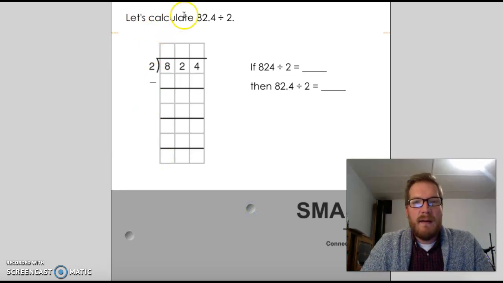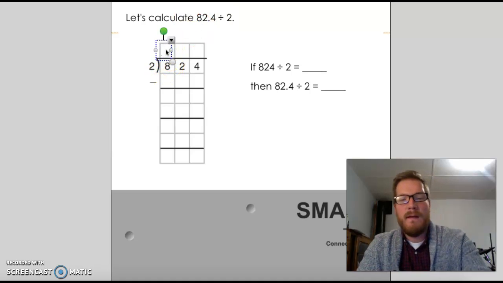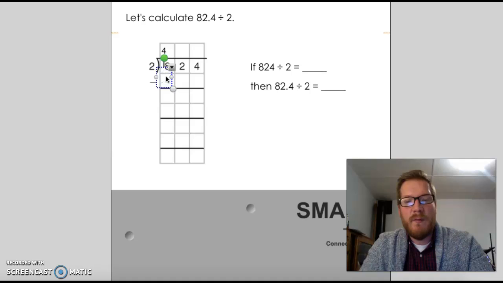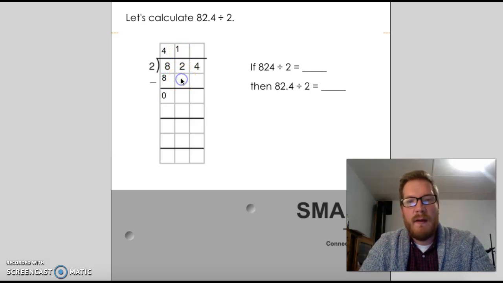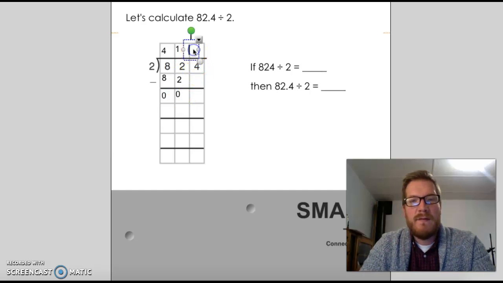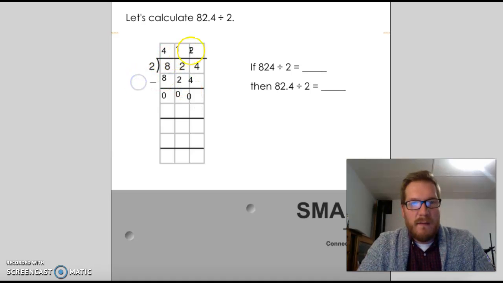Okay, and so I have my 2 goes into 8 4 times. So 2 times 4 is 8. And there is 0 left over. 2 goes into 2 1 time. 2 times 1 is 2. And that's going to give us 0 left over. And then 2 goes into 4 2 times. And 2 times 2 is 4. And that is also going to give us 0 as a remainder. So again, I'll just move some stuff around a little bit to make it look clearer. So 2 goes into 824 412 times, and there is no remainder. So it's even like that.